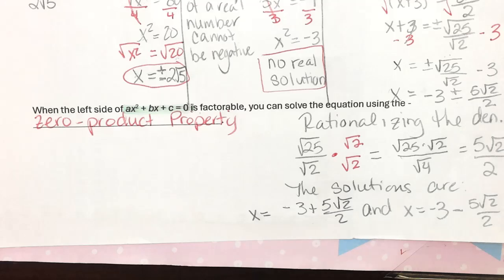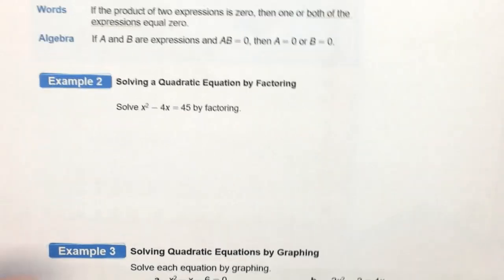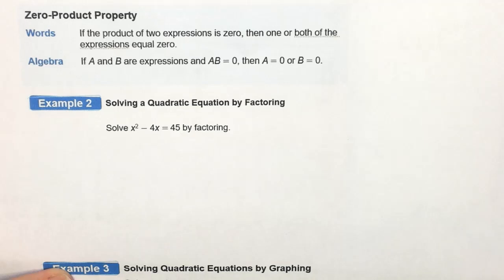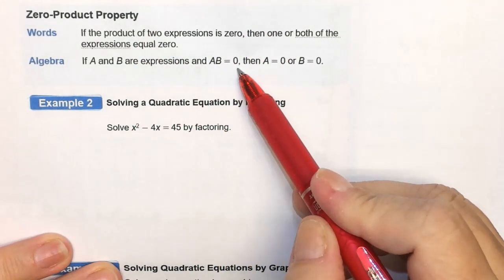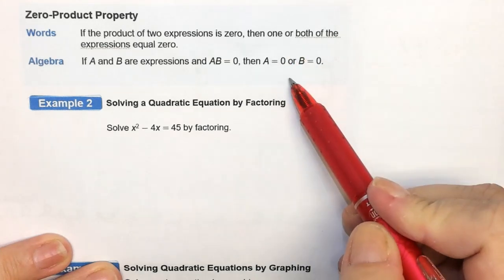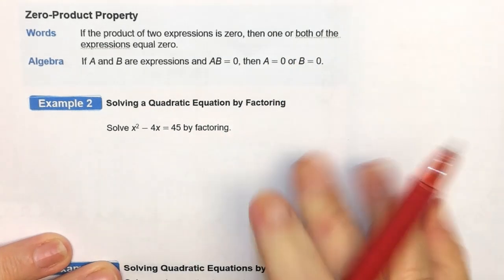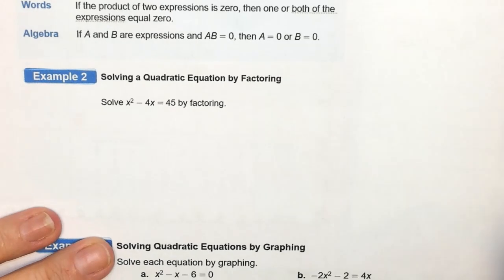All right, so let's move on to the zero product property. So that is right here. If A and B are expressions, A times B equals 0, then A equals 0 or B equals 0. So I'm going to show you what this means. First off, though, our equation is not equal to 0. So we need to set it equal to 0.